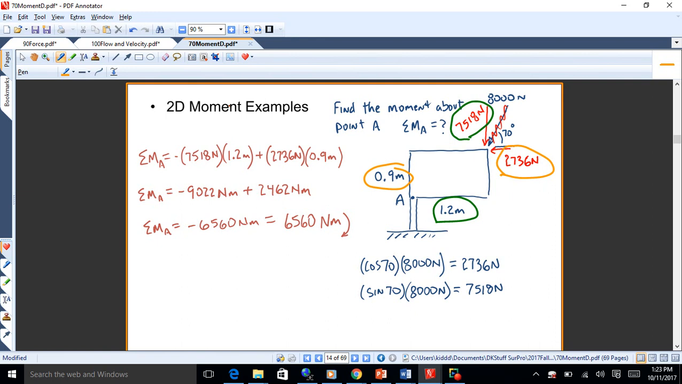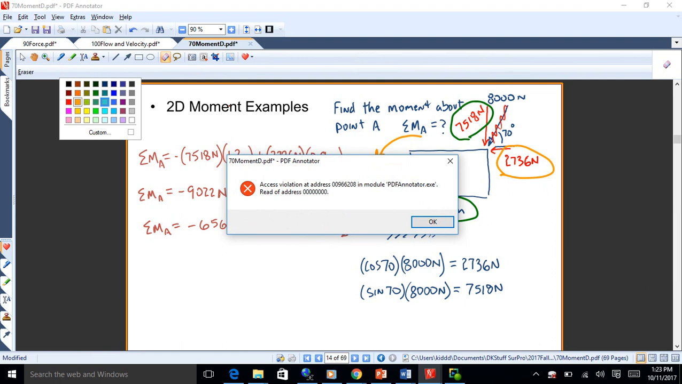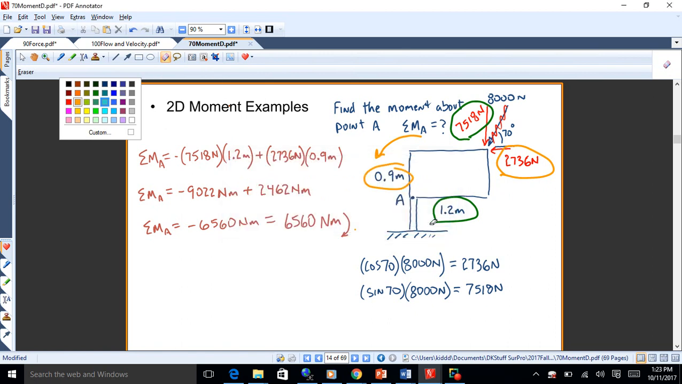So if I push down, that'll go clockwise, so that's negative. So the 7,518 times 1.2 is negative. If I push to the left, that'll come around counterclockwise, so it's positive. Just be sure you remember that you don't really look at the sign of the force when you're doing 2D moment. What you look at is just which way things will rotate. Okay, so the 2,736 would rotate counterclockwise, so it's positive.